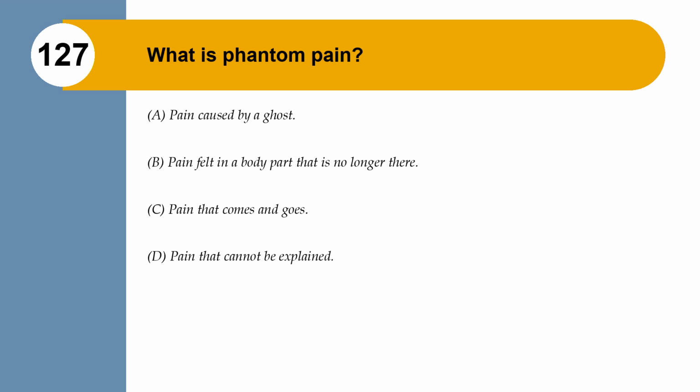Question 127. What is phantom pain? Option A, pain caused by a ghost. Option B, pain felt in a body part that is no longer there. Option C, pain that comes and goes. Option D, pain that cannot be explained.